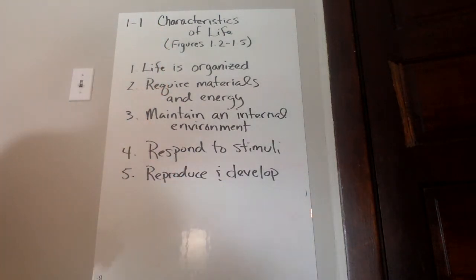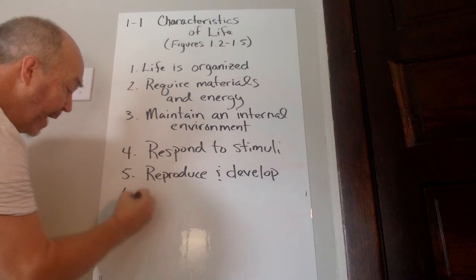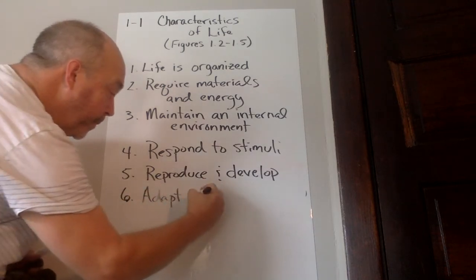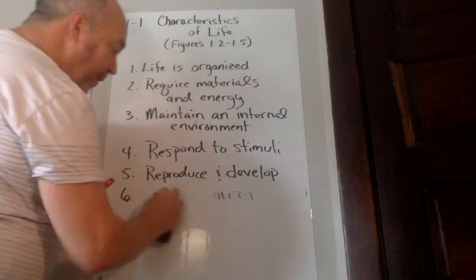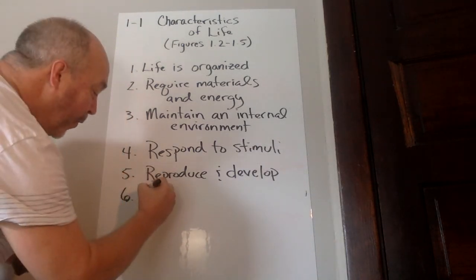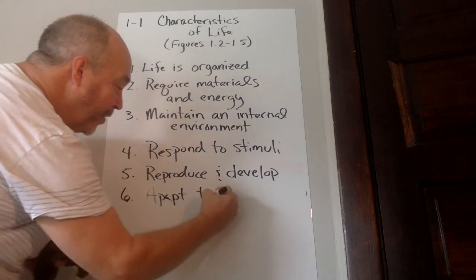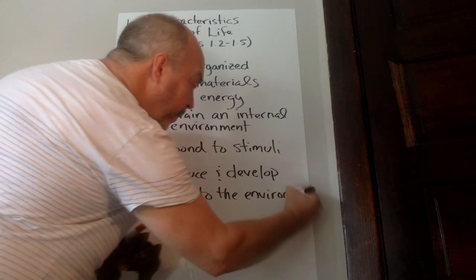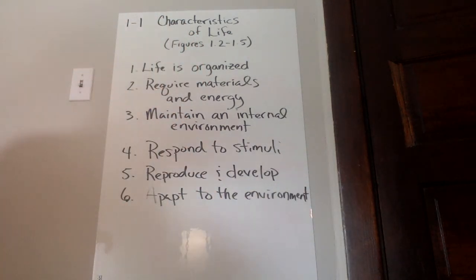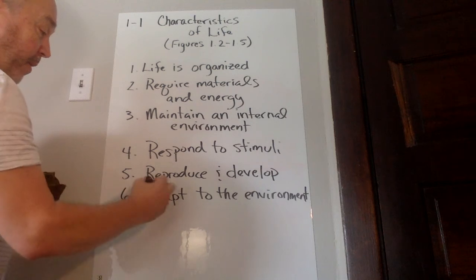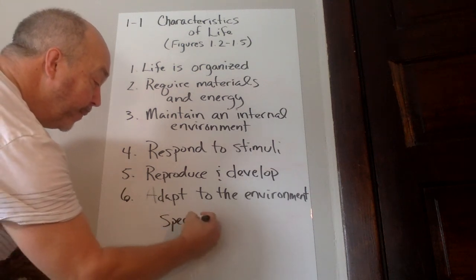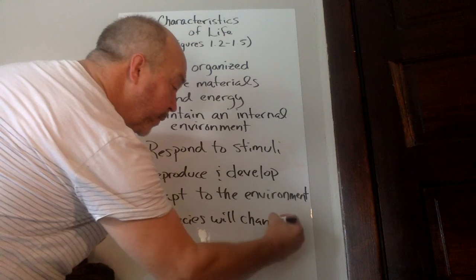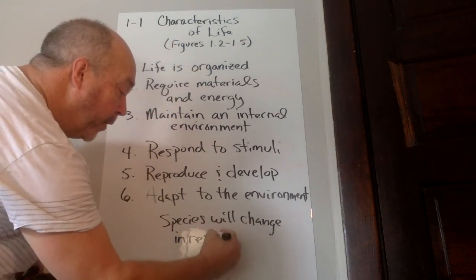And then lastly, organisms adapt to the environment. This is not something that's done at an individual's pace. To be able to adapt, oops, and I spelled it wrong, this should be a D. To be able to adapt means that over time, species will change in response to their environment.